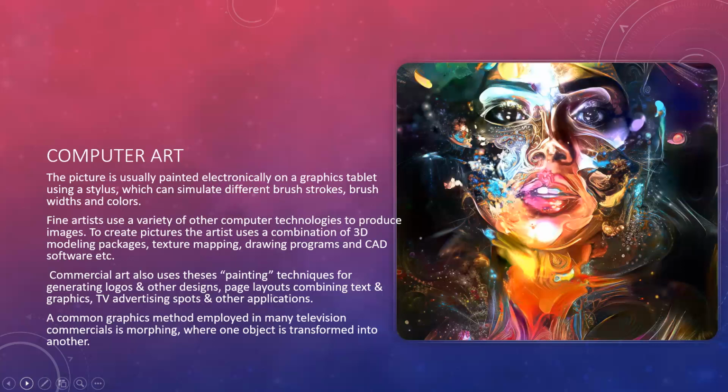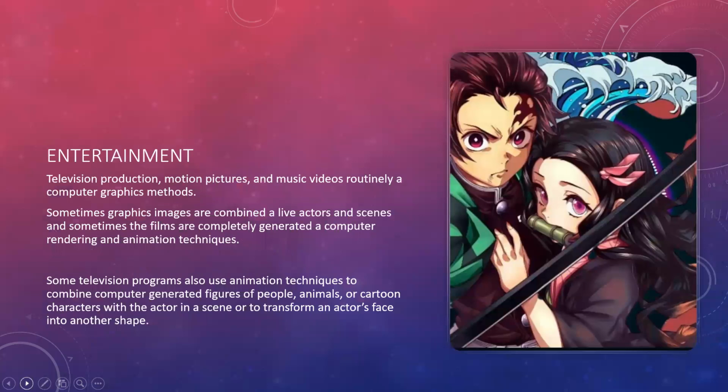Commercial art also uses these painting techniques for generating logos and other designs, page layouts, combining texts, graphs, TV advertising spots, and other applications. A common graphic method employed in many television commercials is morphing, where one object is transformed into another. So these are the main uses of computer art. The next one is entertainment.